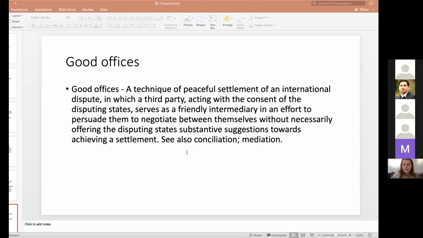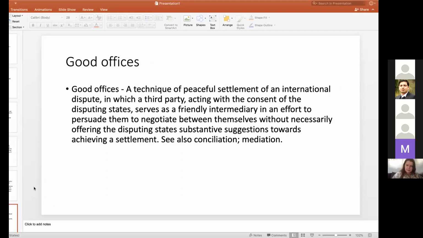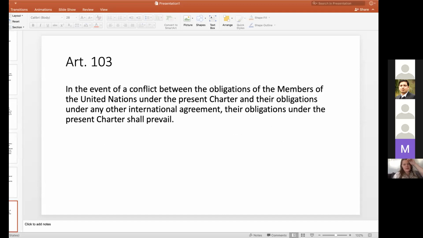This is a very complicated matter again, and we could discuss this for hours, but what is important right now to remember is that we have Article 103, which states that in the event of a conflict between the obligations of the members of the UN under the present Charter and their obligations under any other international agreement, their obligations under the present Charter shall prevail.